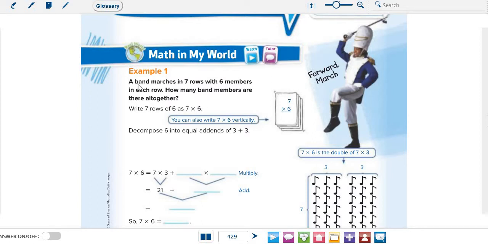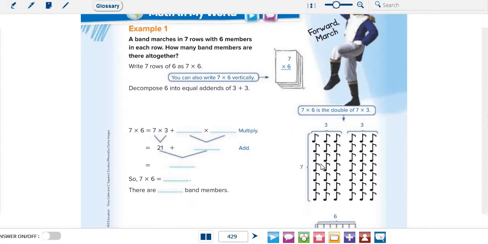If you know that a band marches in 7 rows with 6 members in each row, just like these ones, we have 7 rows and 6 members. In the last chapter, you have learned how to use a known fact to find an unknown fact. So let's apply that in this example. We don't know 7 multiplied by 6 equals what?